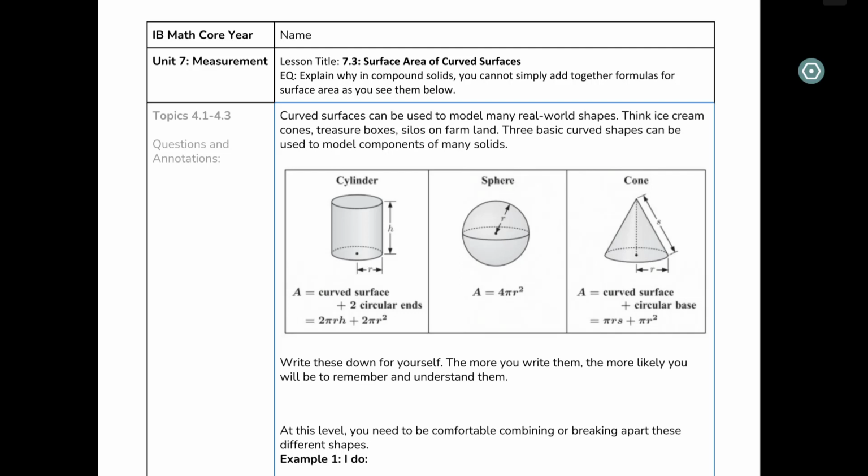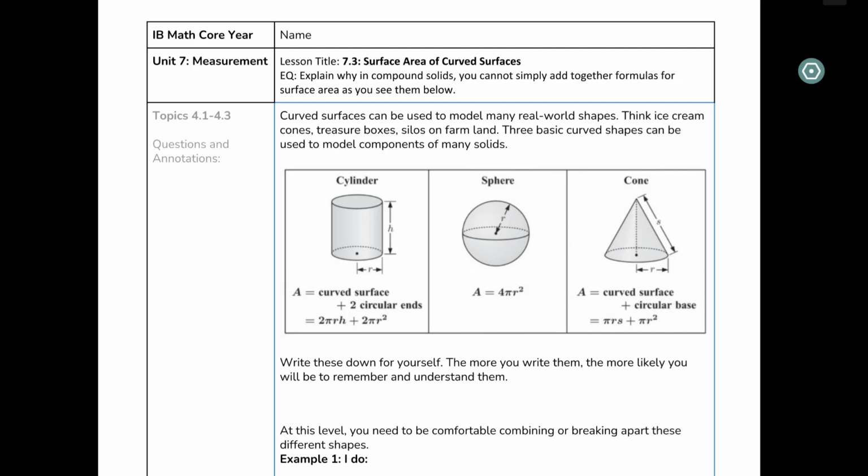Now, three basic shapes that you have covered since geometry will combine to make a lot of real-world shapes. So we want to be comfortable with them and working with all the different components, so that way we can build lots of different kinds of solids. Let's start off with the cylinder.